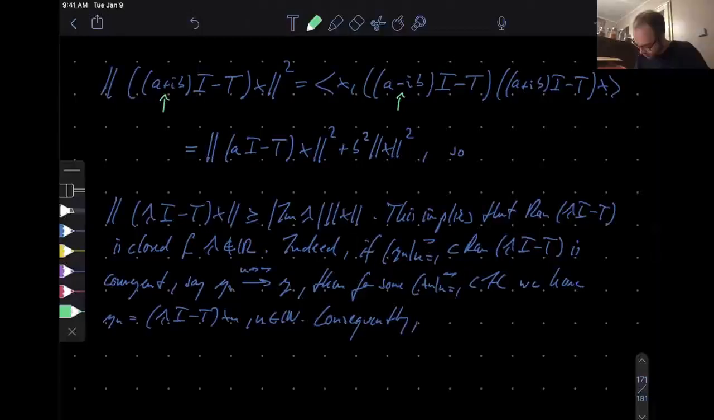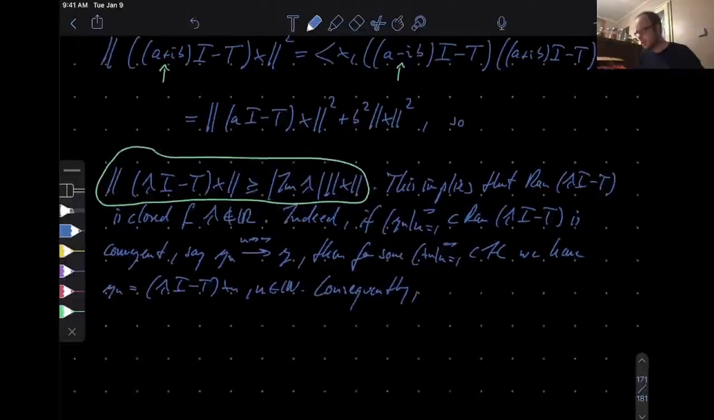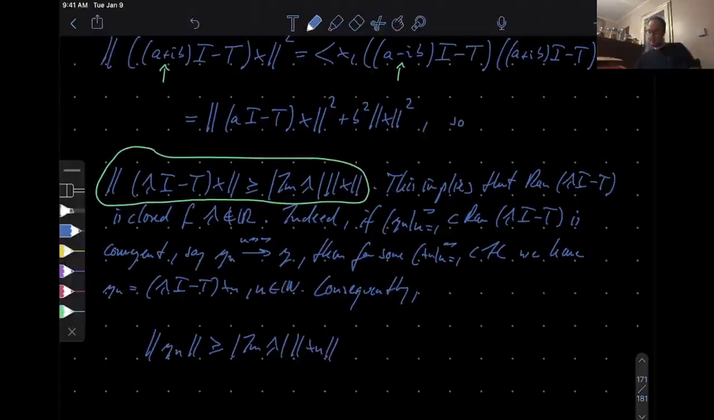using now this little helper, because this is valid for any point in the vector space, I have then, on the left-hand side, this is (λI − T)x_n, which is just y_n, is at least as big as the imaginary part of λ times the norm of x_n, right? But this clearly shows that the sequence of the x_n's has to be a Cauchy sequence, right?